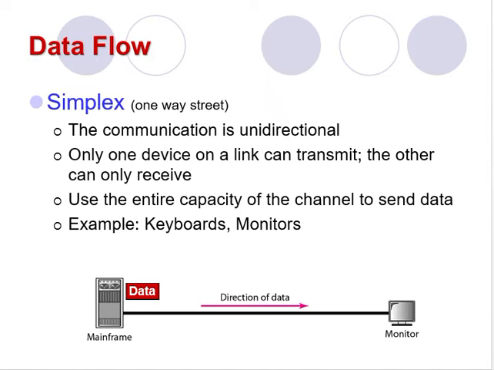First one is the simplex, which is the one-way street. In this mode, we have unidirectional communication, meaning it's a one-way street. Out of the two connecting devices, only one is capable of transmission, the other one is only capable of receiving. The simplex mode can always utilize a channel's entire capacity for sending the data in a single direction.